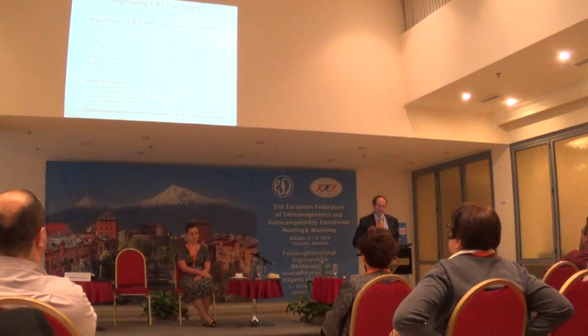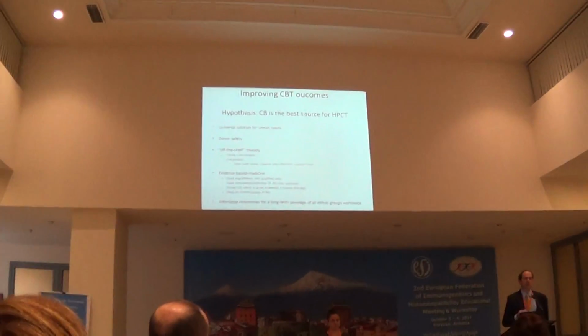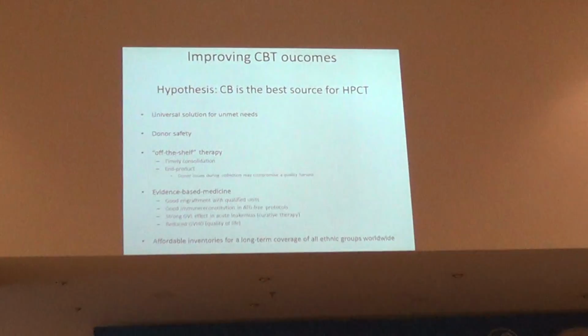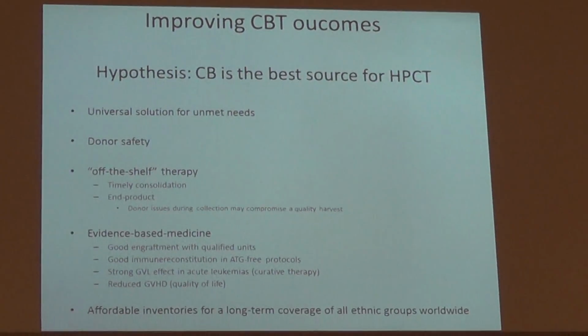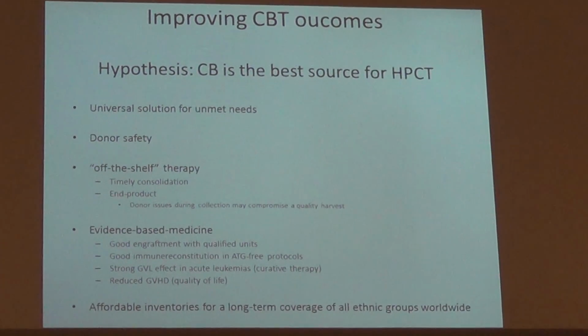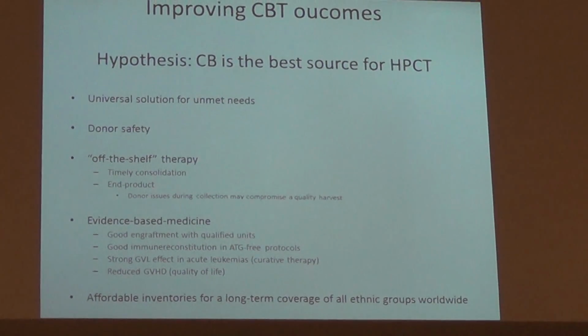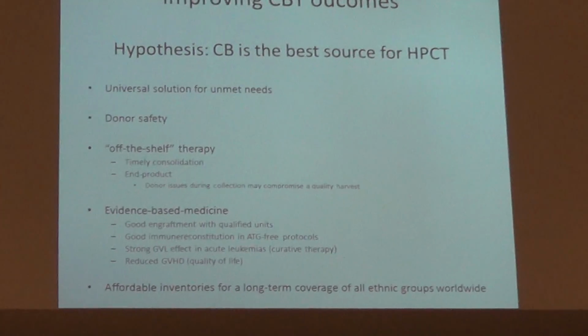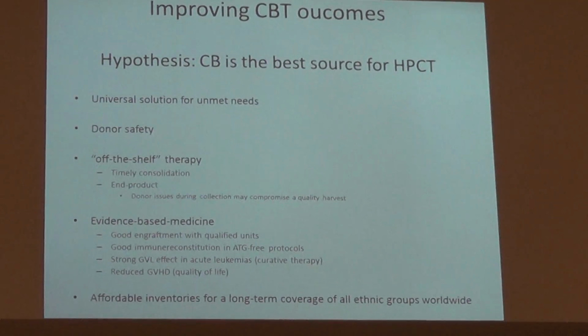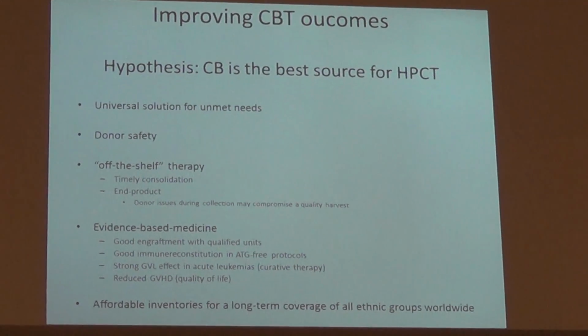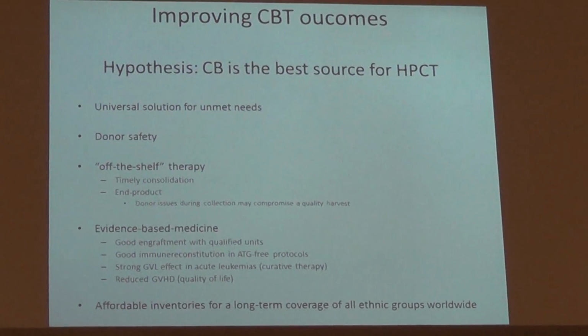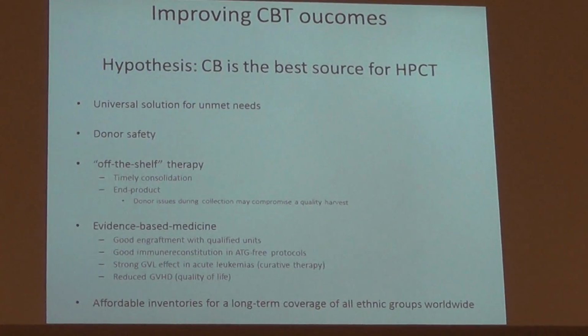So, my hypothesis is that cord blood is the best source of progenitors. That's true, I am invited here to talk about cord blood, and I'm a cord blood banker. And the reason is that it is the universal solution for the unmet needs, and we will extend a little bit on that. Second is, again, the single source that guarantees donor safety in the nation.